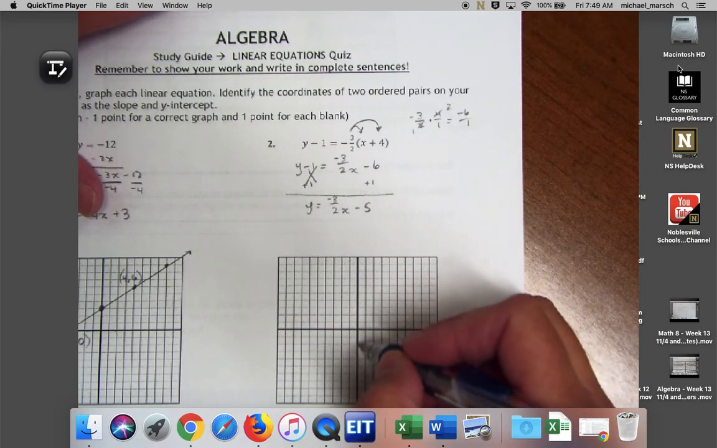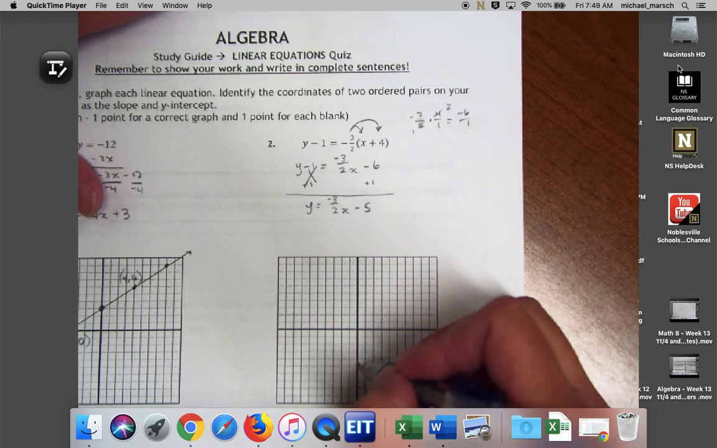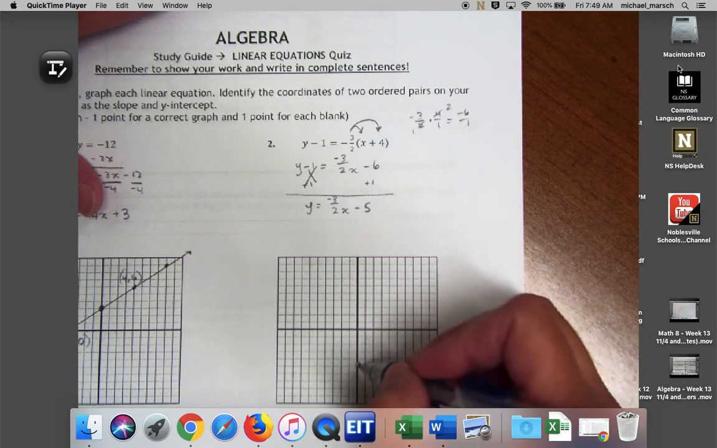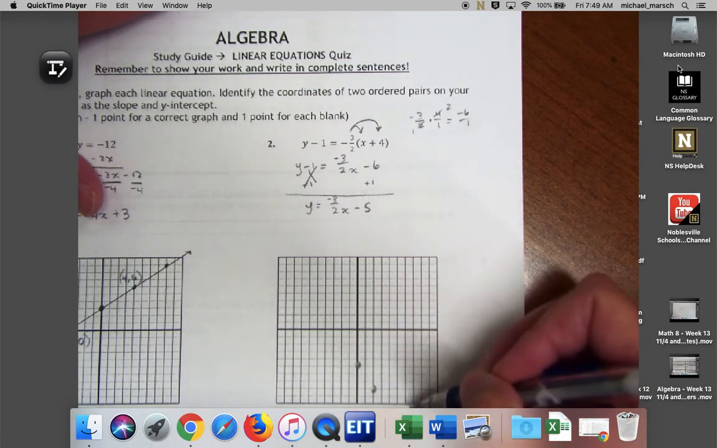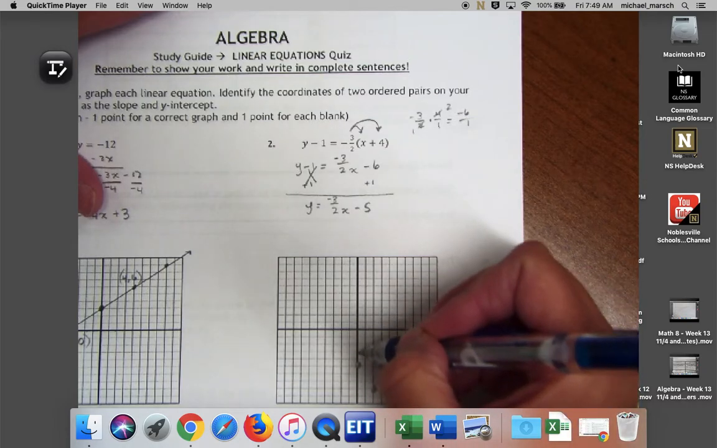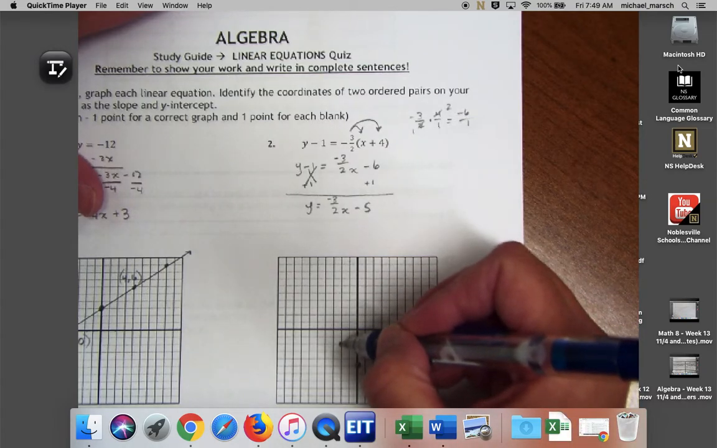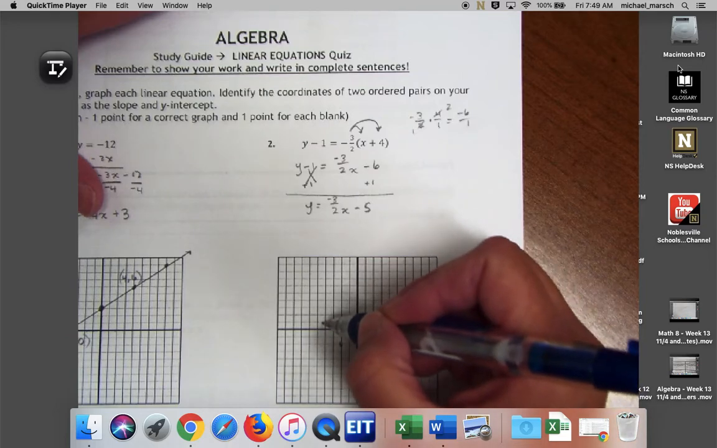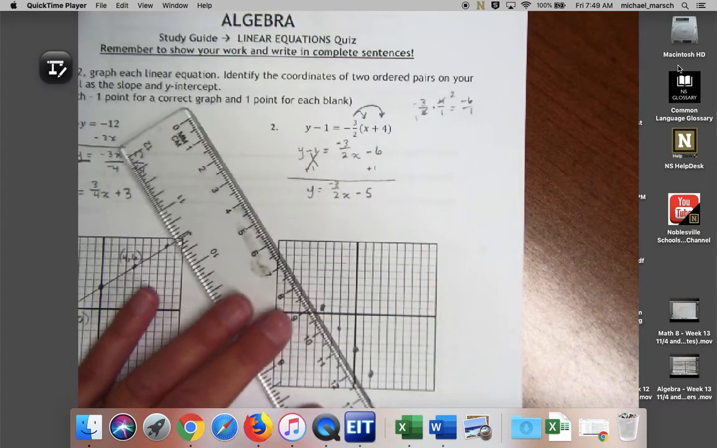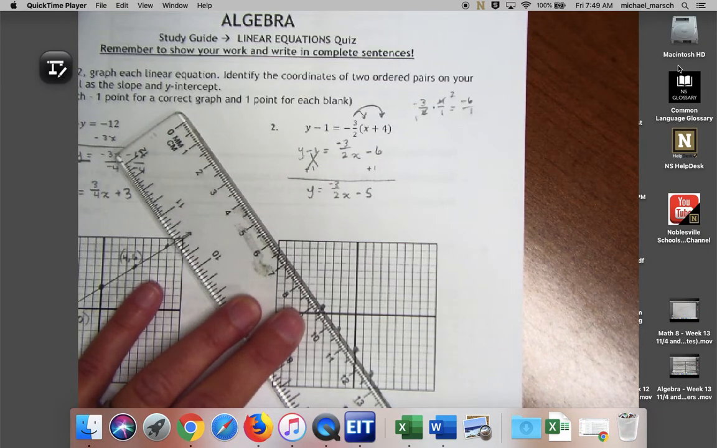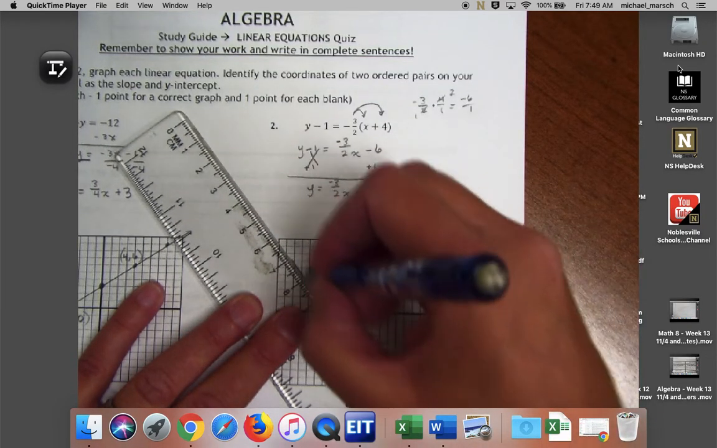Now I can make the graph. So I'm going to plot my y-intercept at 0, negative 5. Then I'm going to go down 3 over 2. And then I can't go any further here, so I'm going to go up 3 and back 2. Up 3 and back 2. Now I have my 4 points. I'm going to connect them to show this beautiful line.